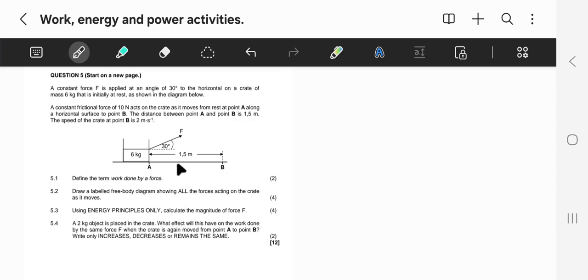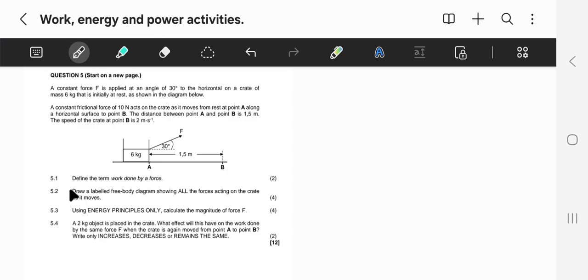So guys, for us to answer this question, I want you to make sure that you highlight the most important information. Firstly, we are told that the object is initially at rest, and that means it's at rest when positioned at A, and then it will have a final velocity of 2 meters per second at point B. And what else do we have? We have the displacement, which is 1,5 meters. We also are given the force of friction there.